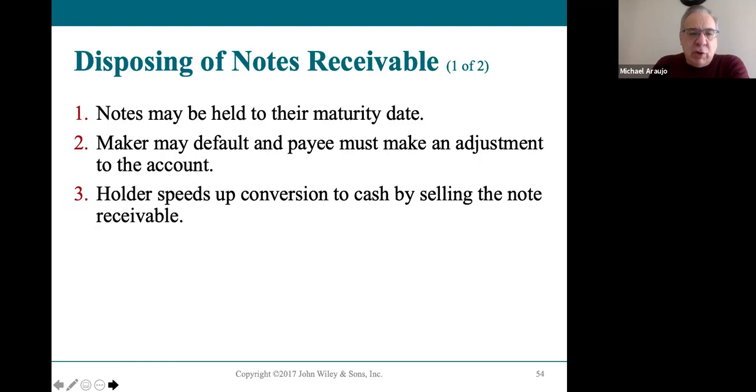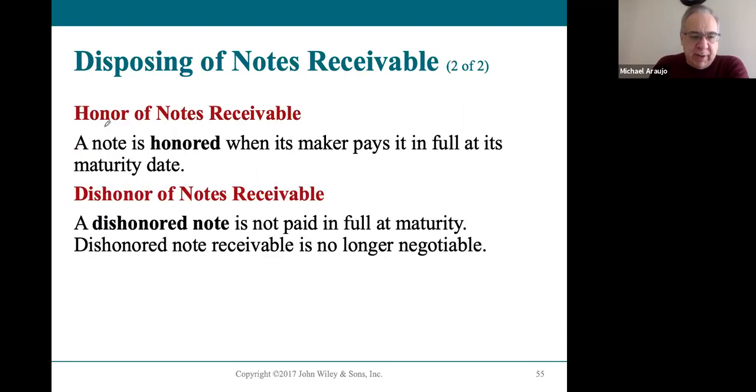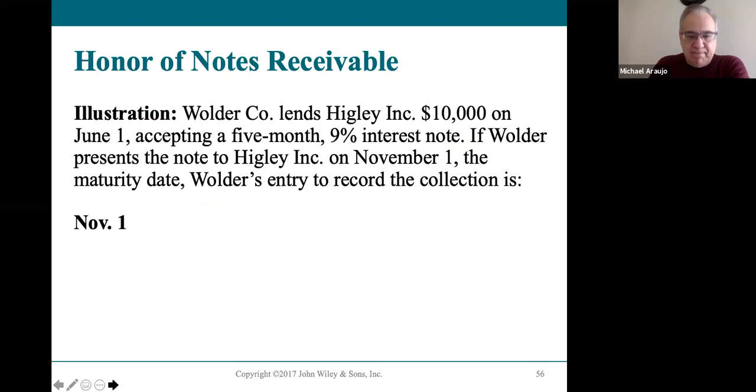What you need to know too is that notes can either be honored, which means they're paid on time, or if a note is not paid when it's due, we say it's dishonored. That's all they mean, just terms. Okay. Honored note is paid in full when it's due. A dishonored note, not paid in full when it's due. Simple terms. So here we have an example of an honored note.